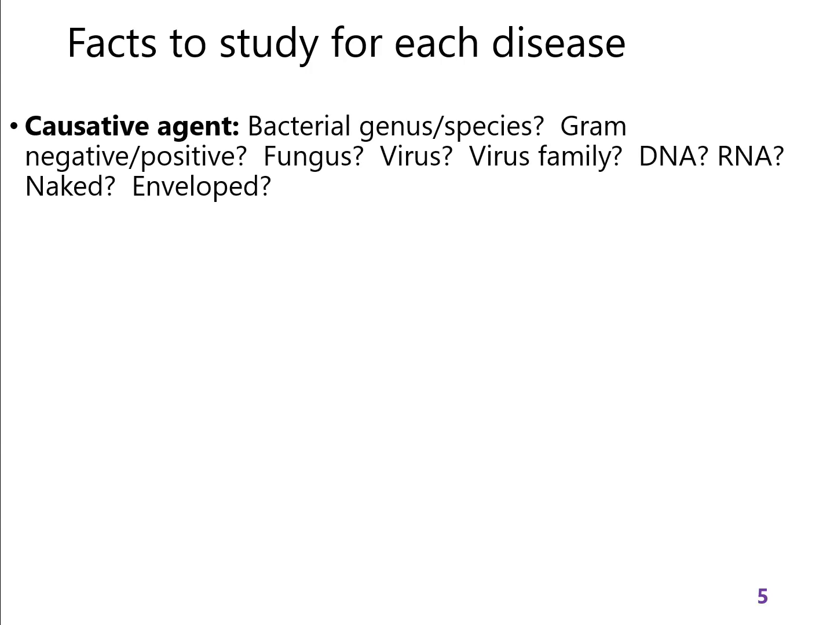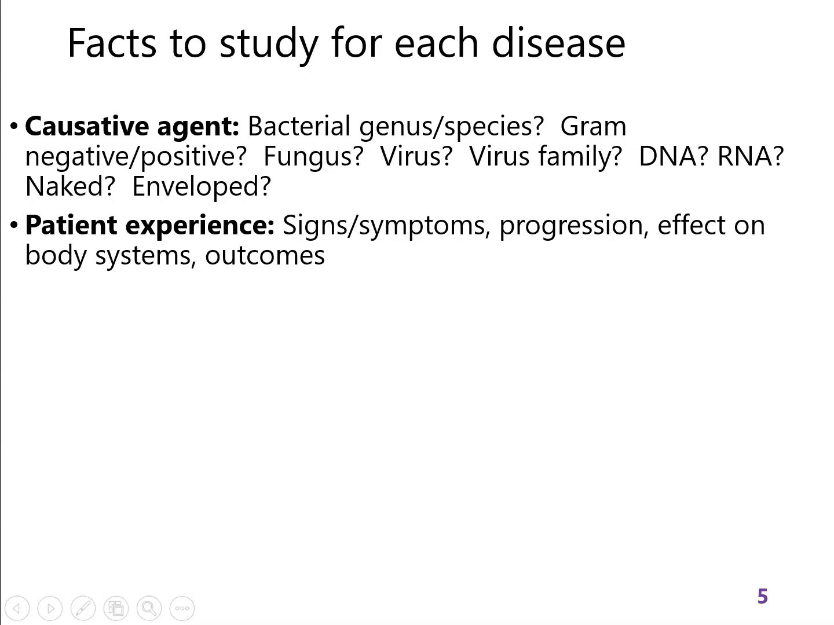So here are the things to study in Unit 4 as we go through it. Start always with the causative agent. Is it bacterial, gram-negative, gram-positive? Most of these will not be fungal, but many will be viral. And what kind of genome do they have? Do they have envelopes? Are they large or small? What kind of capsid shape do they have?